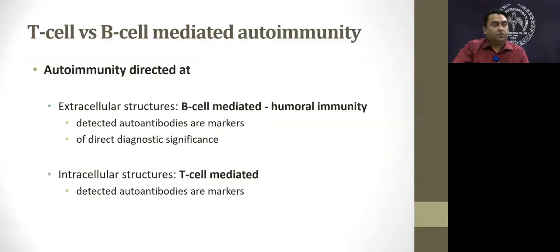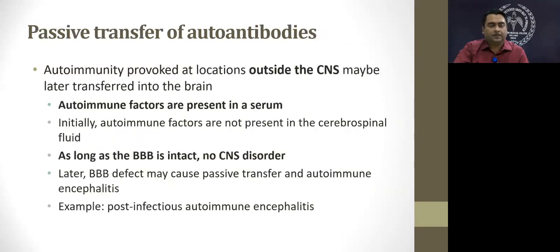Now, going on to talk about the autoimmunity, we're talking about B cell and T cell mediated autoimmunity. Immunity directed at extracellular structures is usually B cell mediated, by humoral immunity, and the detected autoantibodies are both markers and of direct diagnostic significance for the illness. Whereas those against intracellular structures are T cell mediated, and the detected autoantibodies are markers that may not be of direct diagnostic significance for the illness.